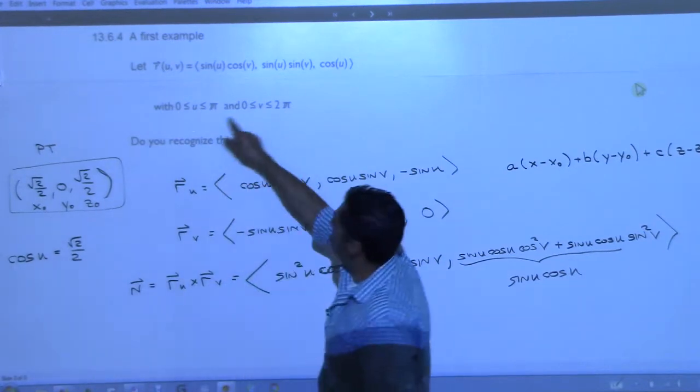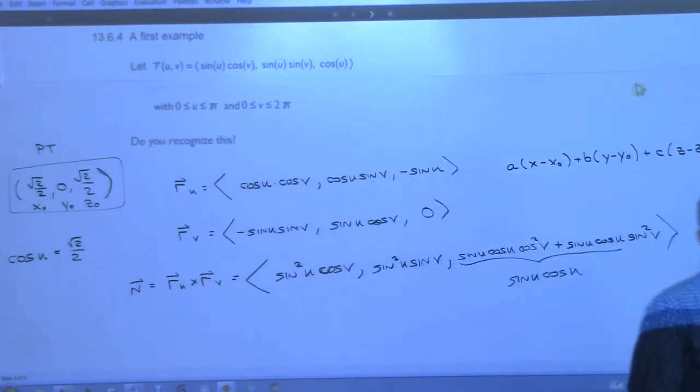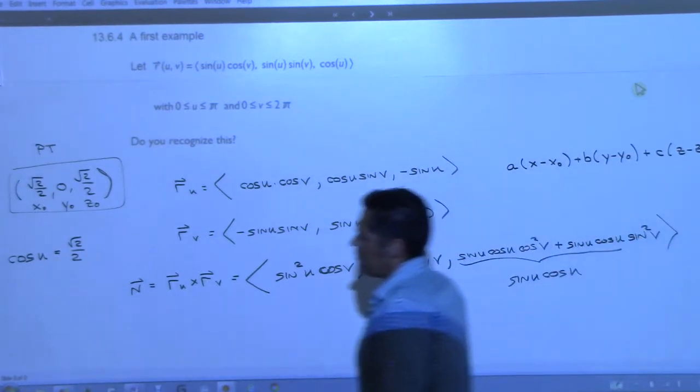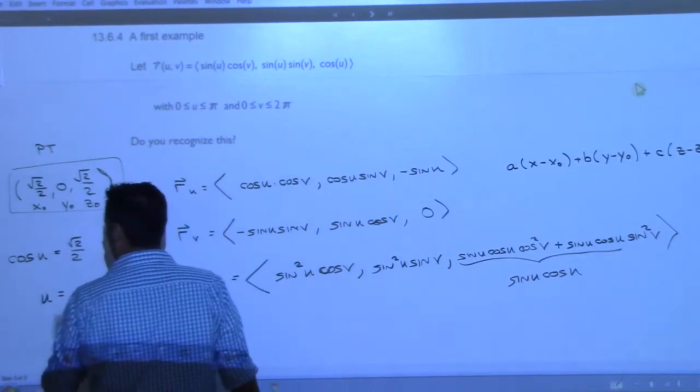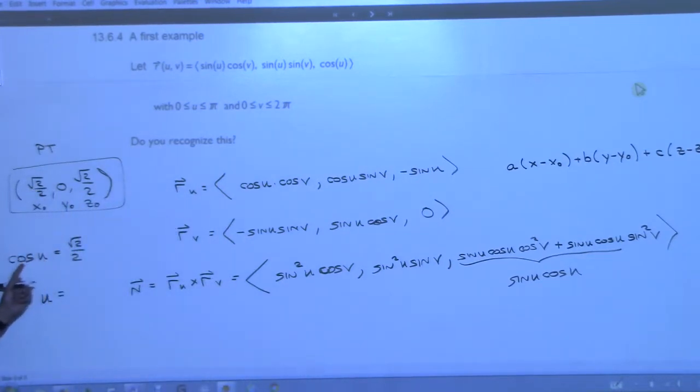But remember, U has to be between 0 and pi, so what does U have to be then? What angle do I take cosine of to get root 2 over 2? Pi over 4, right? Cosine of pi over 4 is root 2 over 2. So U must be pi over 4. All right, let's go after another equation here. How about that middle one? We know that sine of U, sine of V must be equal to what? 0, right?